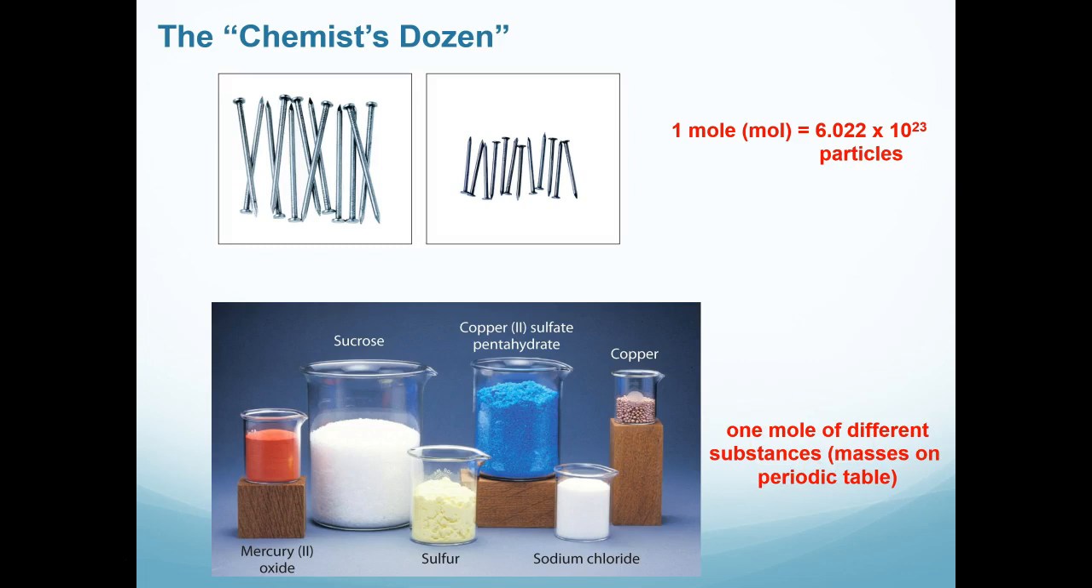So if we look at a mole of different substances, so we have mercury oxide, sucrose, sulfur, and a few other substances. If we think about it, these are very different amounts just by looking at it, right? But for each of these, it represents 1 mole. So something else we can think about, just like the nails, 1 mole of different substances is going to weigh different amounts. The nice thing is we can get that information straight from the periodic table. Those masses that we see, that's going to be for 1 mole of that particular element.